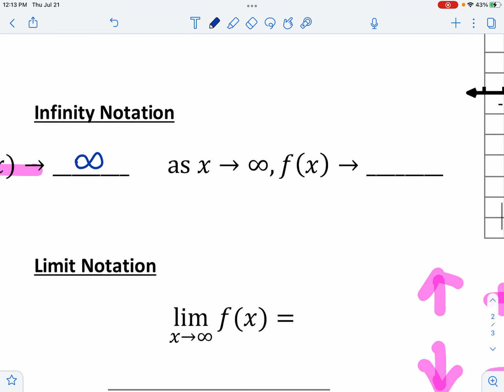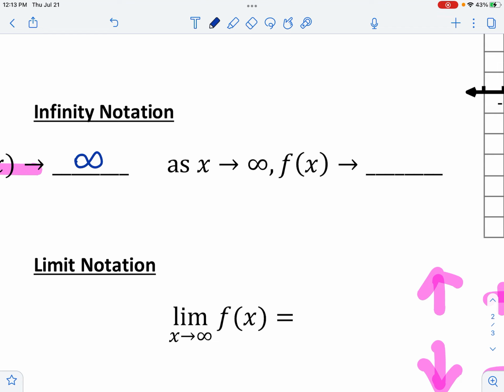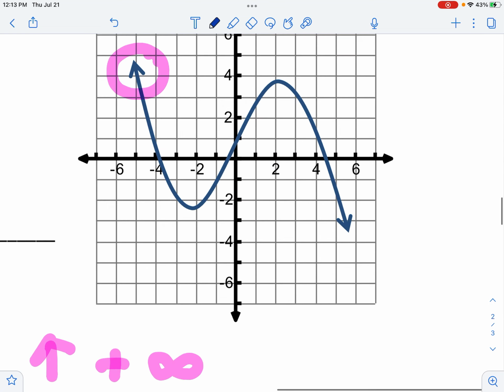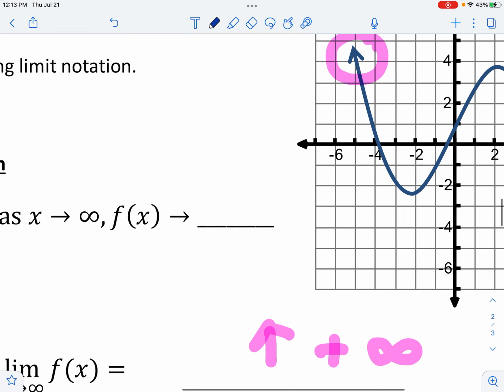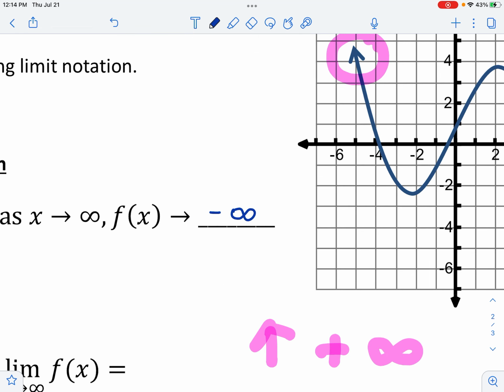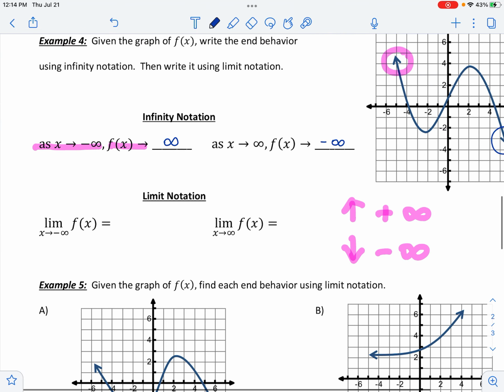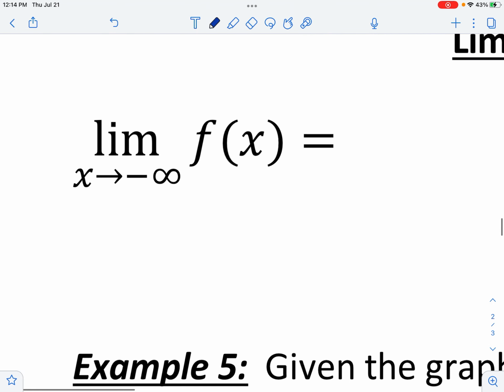All right, this next one says, as my x values are approaching infinity, or as my x values are getting bigger and bigger and bigger, or as I look to the right, what's happening to my y values? So I look here, what's happening to my y values? They're pointing downward, so they're going towards negative infinity. Makes sense? All right, so that's what you did in Algebra 2 with trig. This is how we write it in pre-calculus.